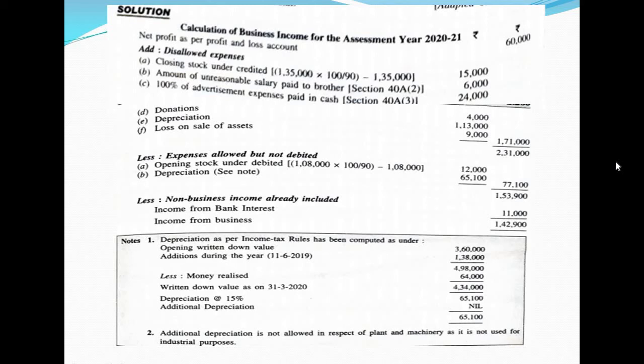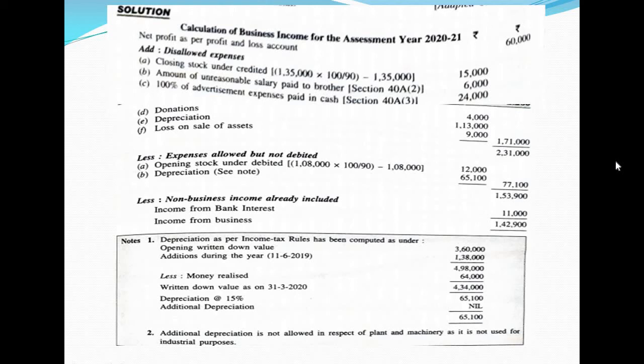Then you deduct the expenses allowed but not debited. The first one is the undervaluation of opening stock. Again, 1,08,000 into 100 divided by 90 to bring the stock to 100%, which has been undervalued by 10%. Then minus the actual amount which has been recorded in the trading account. So the undervalued amount of opening stock will be 12,000.